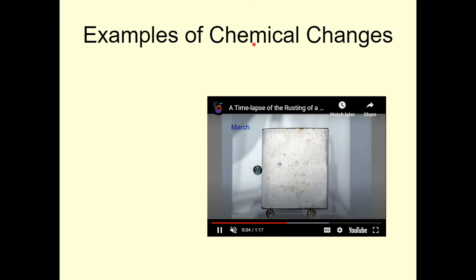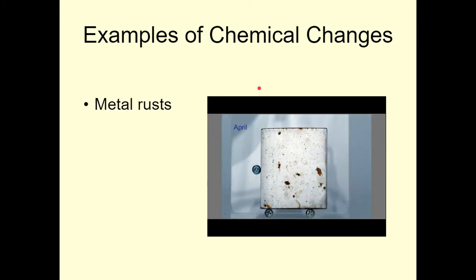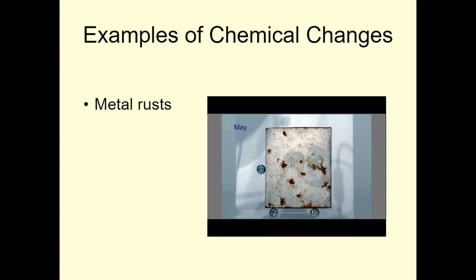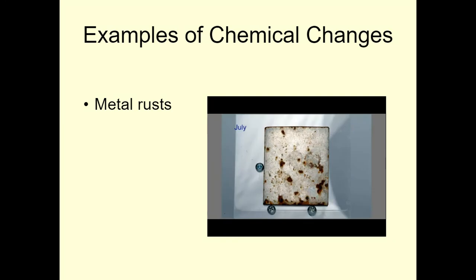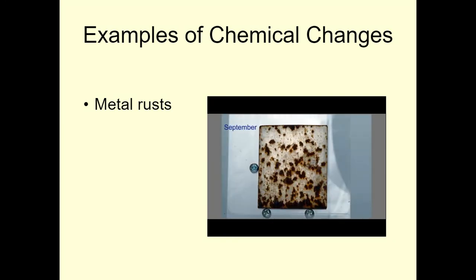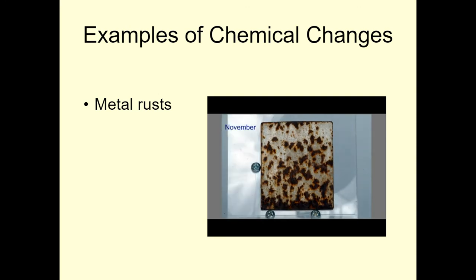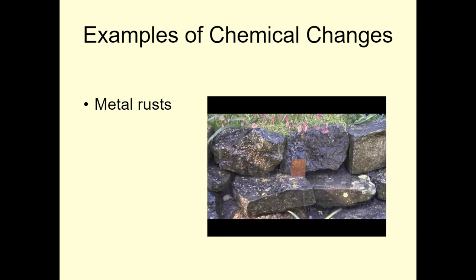Another example of a chemical change: metal rusts. This is a time lapse of metal rusting. I'm going to let it play here for a minute because it is pretty neat. As you can see, more and more of those spots are showing. That is the metal reacting with the oxygen in its environment and changing what it is.